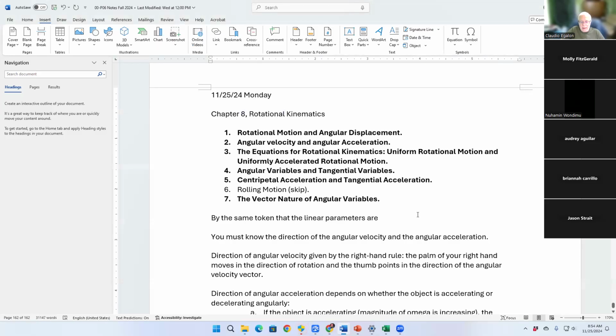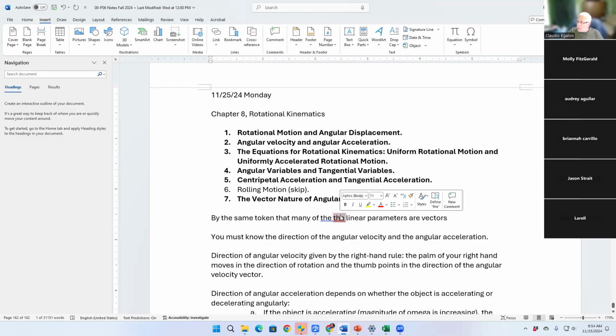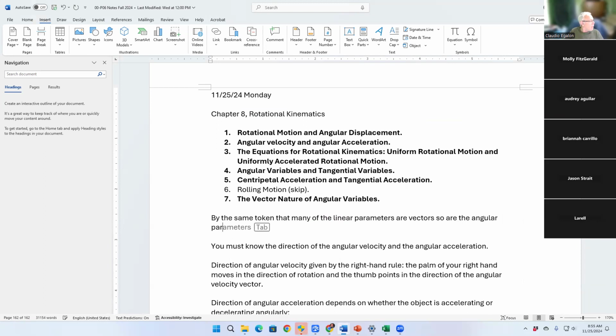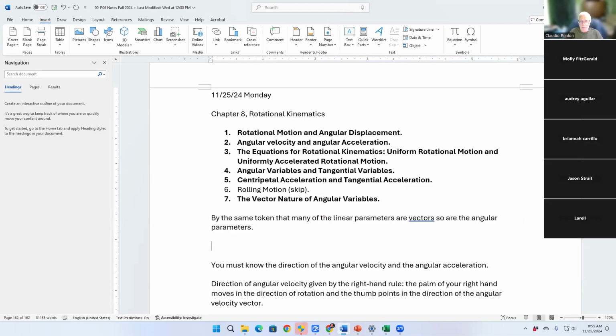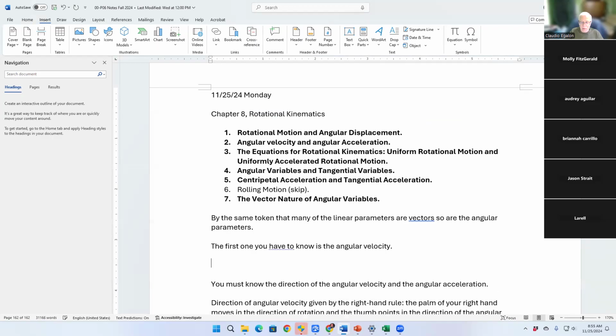By the same token that the linear parameters are vectors, so are the angular parameters. The first one you have to know is the angular velocity.